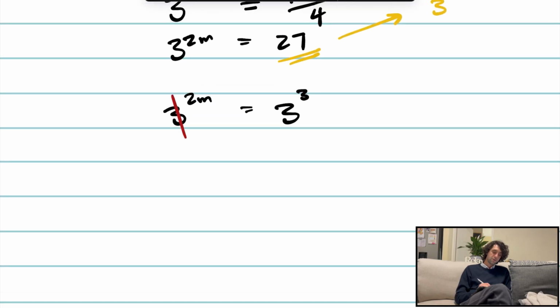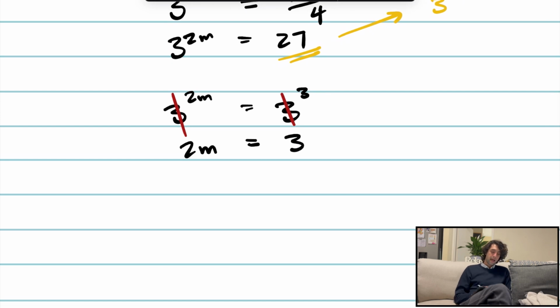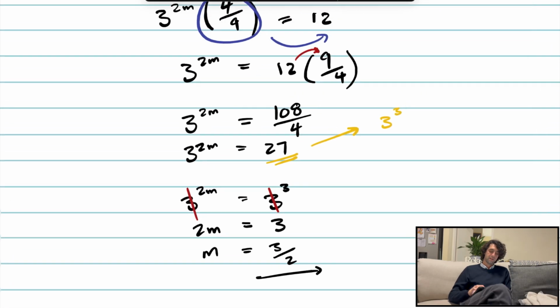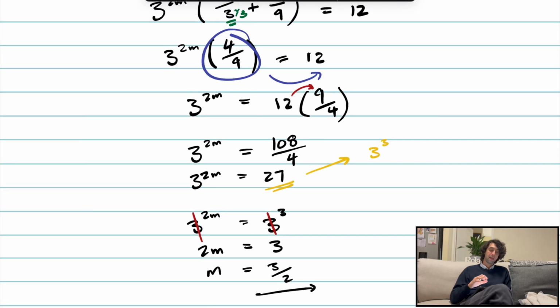And now I can drop my base. And what I get is 2m equals 3. And we're going to divide both sides by 2. And I get 3 over 2. Interesting to see that we ended with a fraction here. But it's not uncommon to end with fractions. And normally what we do is we just keep them as an improper fraction.